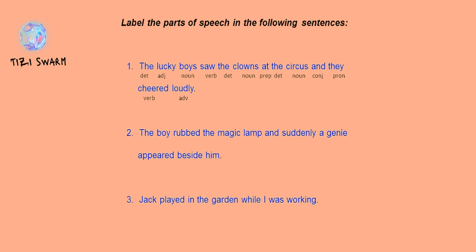Okay, second sentence: the boy rubbed the magic lamp and suddenly a genie appeared beside him. They're the labels for those words. And Jack played in the garden while I was working.